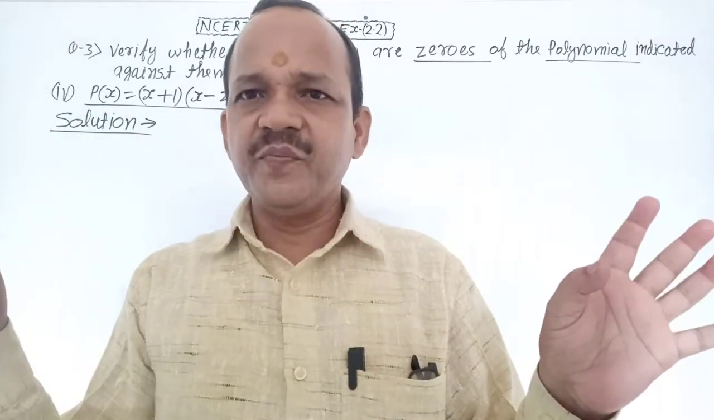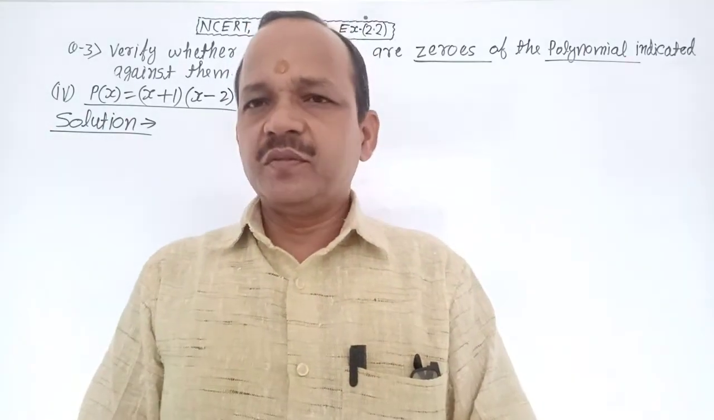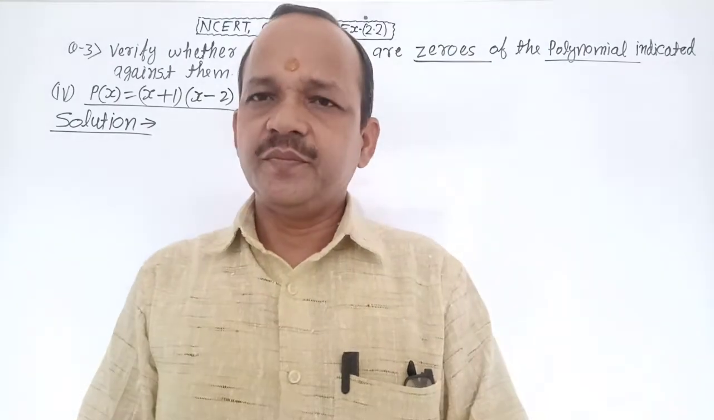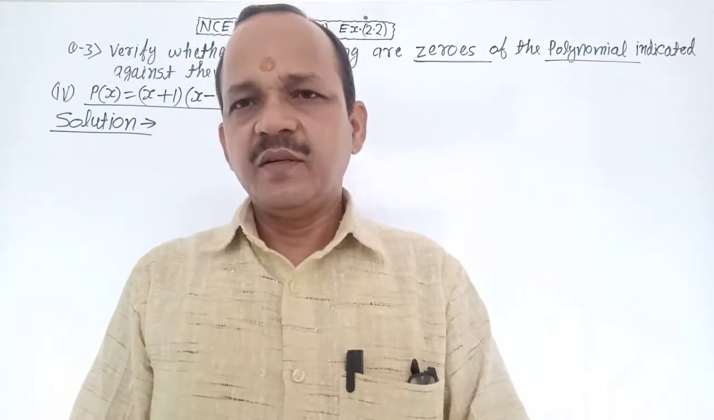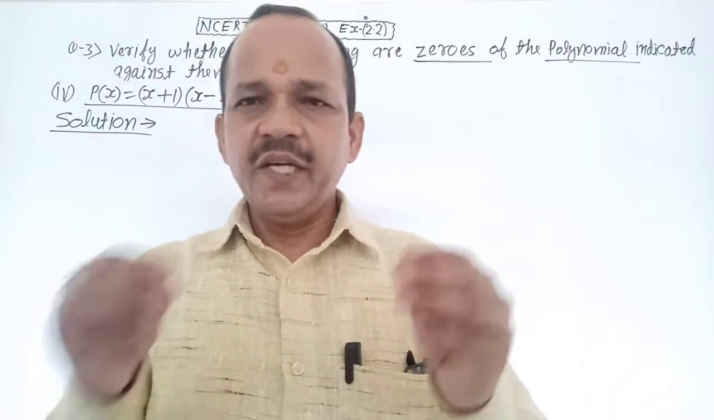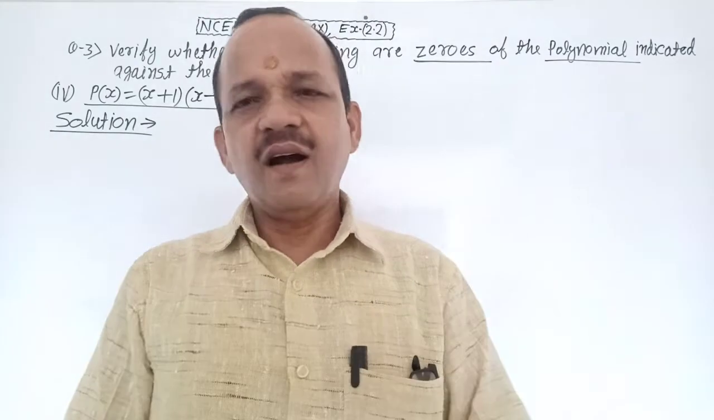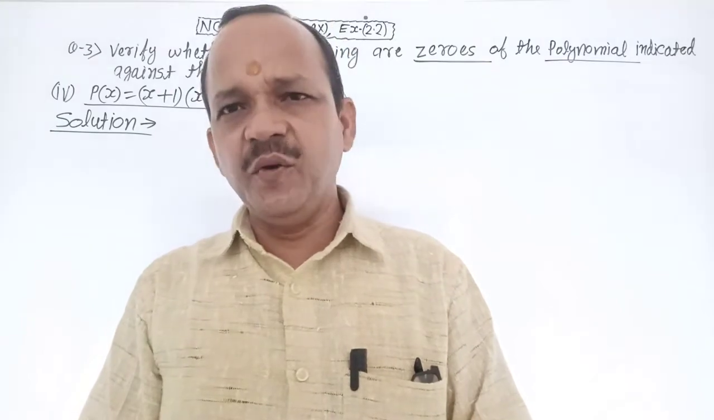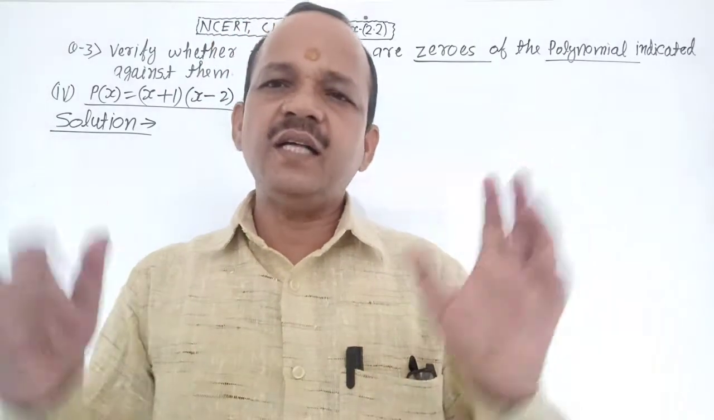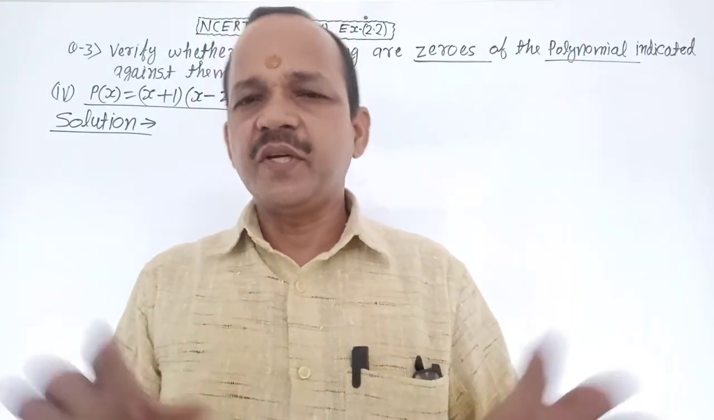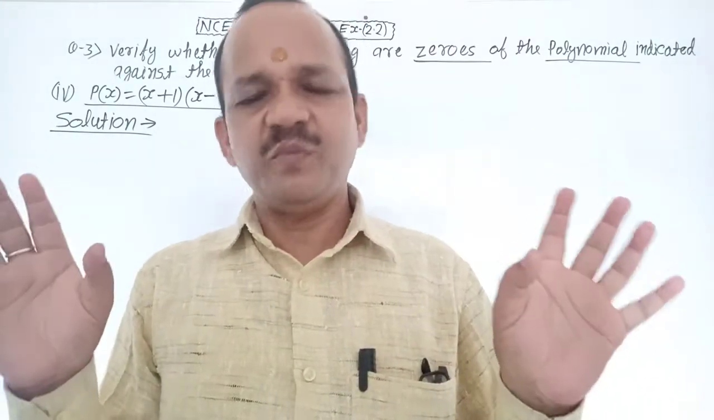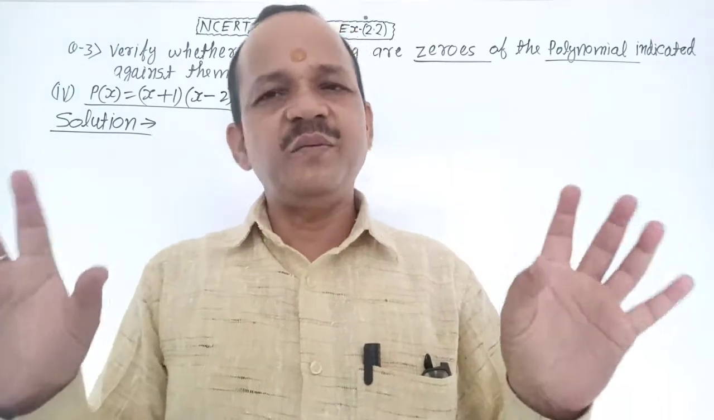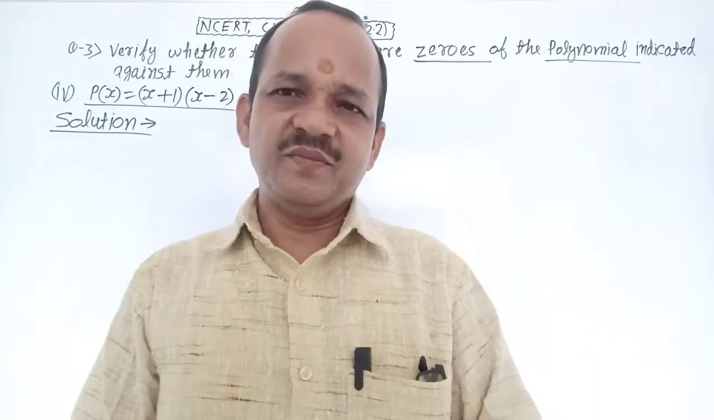Is it clear? Firstly, you put the value of zero in the given polynomial. If your answer becomes 0, it means the following are zeros of the given polynomial, otherwise not zeros of the given polynomial. Is it clear? No confusion about it? Very good. You can solve your question very easily.